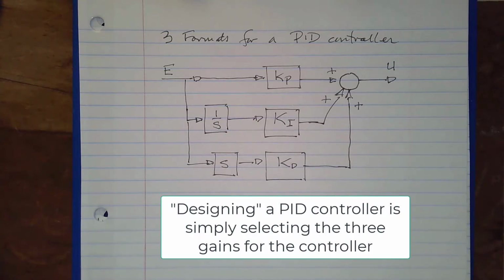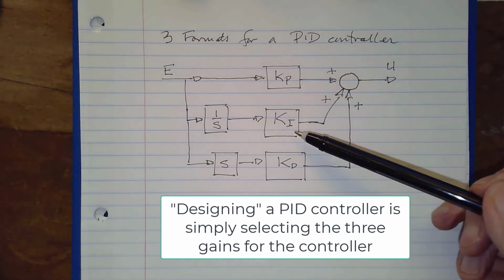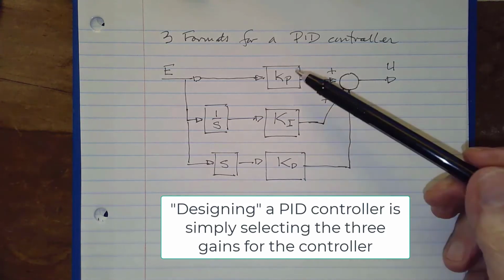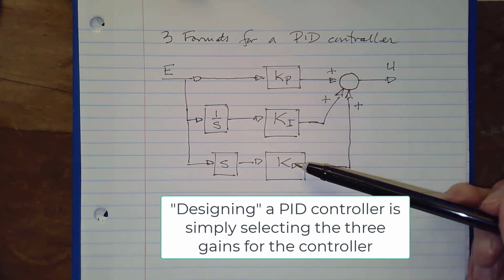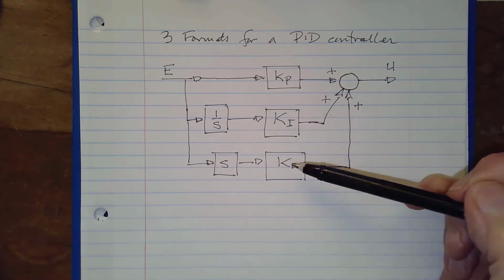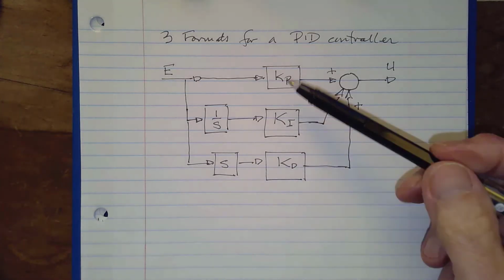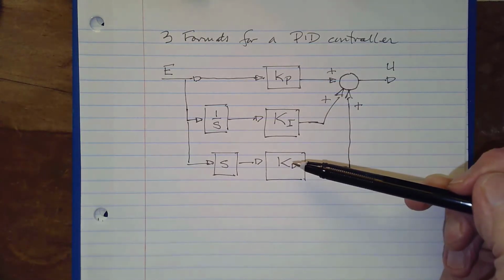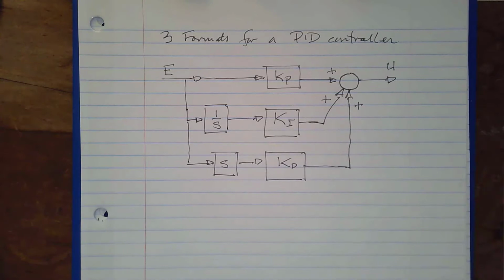Another thing that may be useful to point out at this stage of the game too is these three gains here are, of course, the big problem when we're quote-unquote designing a controller: to pick out these three gains. And as you can see, they're just basically weighting gains, so you can emphasize or de-emphasize a particular action by increasing or decreasing the size of the gain.